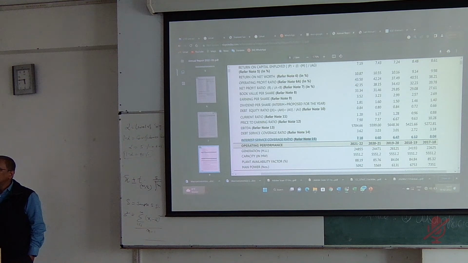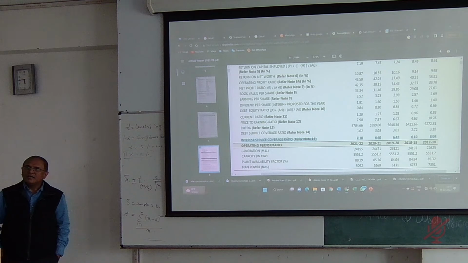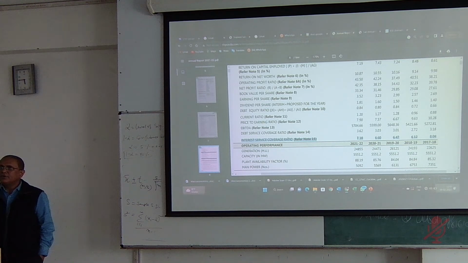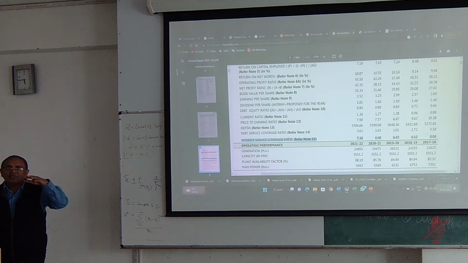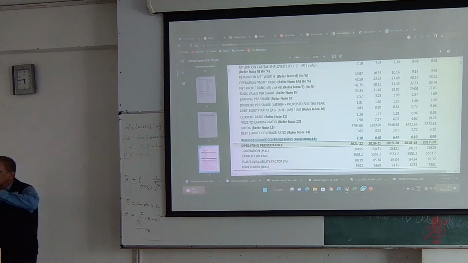Anyone of you? Quick. Interest coverage ratio. Quick. Anyone of you? EBIT upon I. Earning before interest and tax upon interest. Clear? How much money is available to pay the interest? Clear? So that is interest coverage ratio.